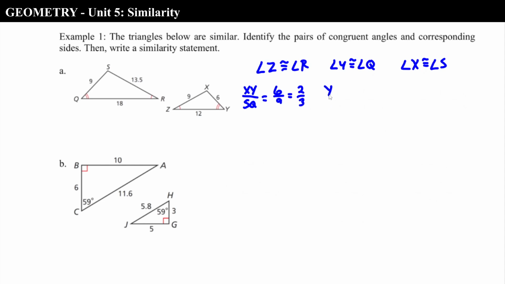Similarly, we pick the other sides and do our ratios there. YZ over QR. That's going to be 12 over 18, which is also 2/3. So it's looking good. We just have one more to check, and that is XZ over SR. And that is 9 over 13.5. You can turn that into 90 over 135, and that becomes 2/3 as well.